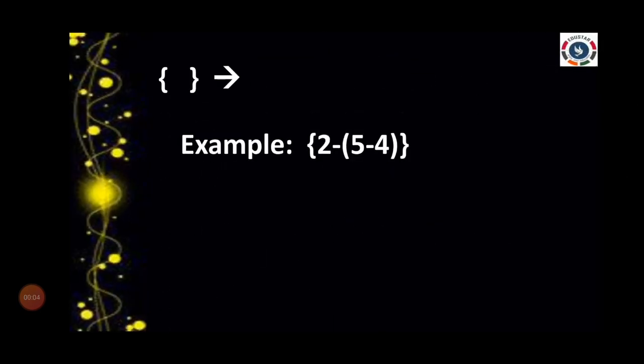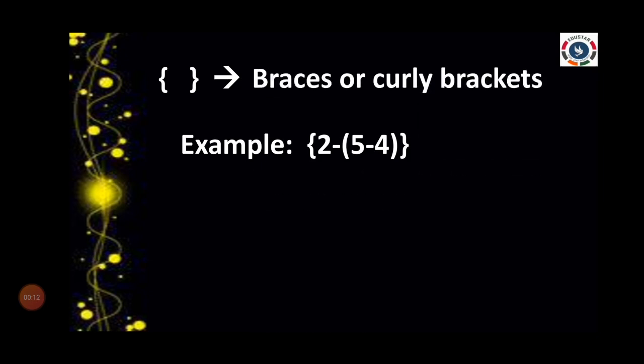Next one. This is braces or curly brackets. An example is given for you: 2 minus 5 minus 4. Two numbers are given inside the round bracket, and the first and last are given in curly brackets. We can call these brackets braces or curly brackets.